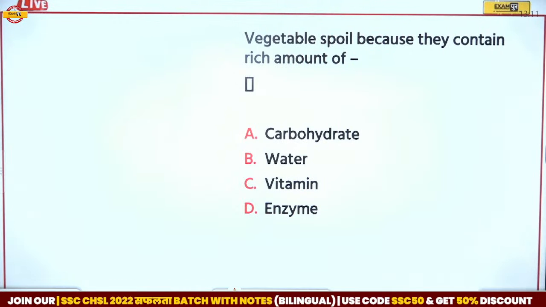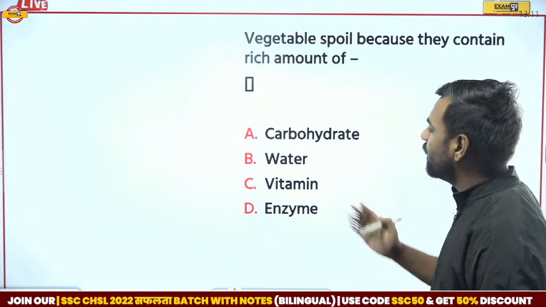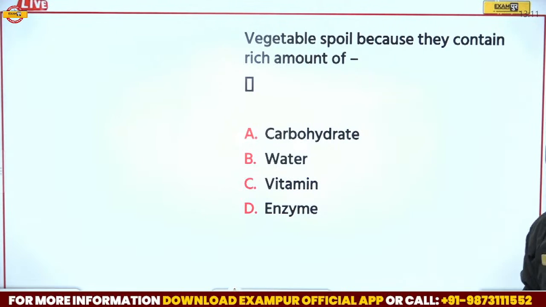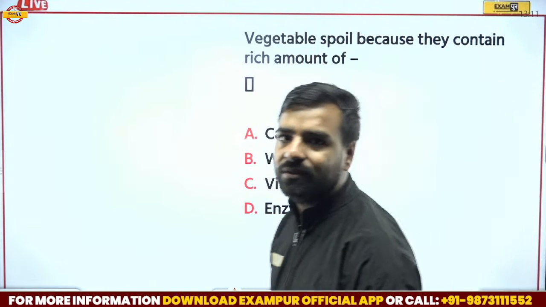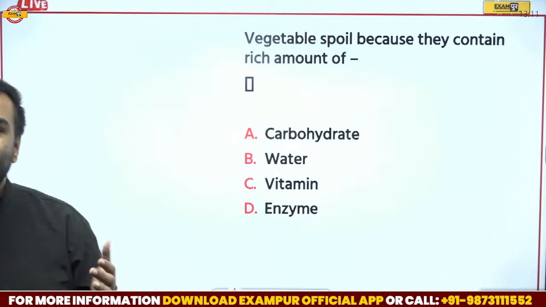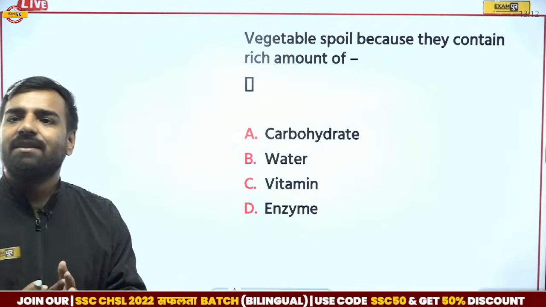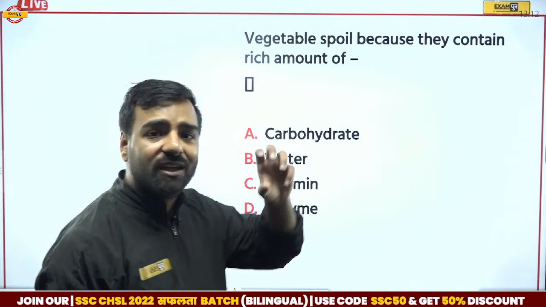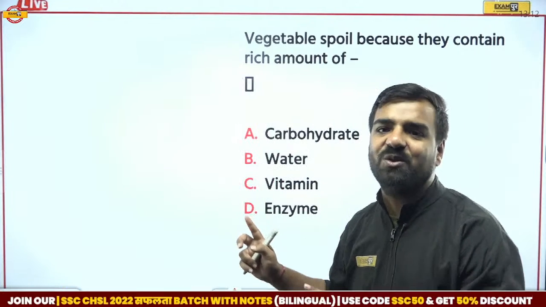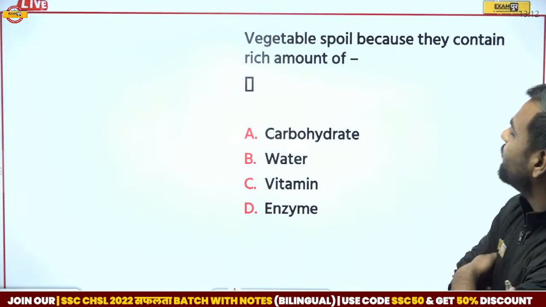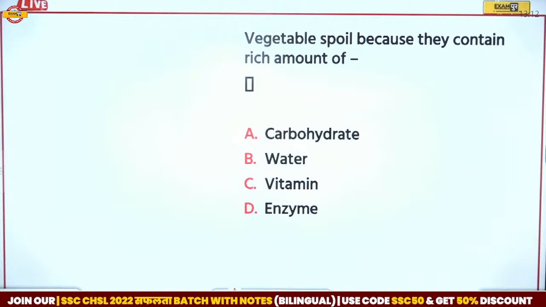Vegetables spoil because they contain a rich amount of what? Is it carbohydrate, water, vitamin or enzyme? What do you think? Okay, Kanak, great. So yes, all the other candidates who are there in the class, please start answering. Let's have a discussion with each other so that we can go into the detail and we'll do a postmortem of the questions. So yes, vegetables actually spoil because they contain what?